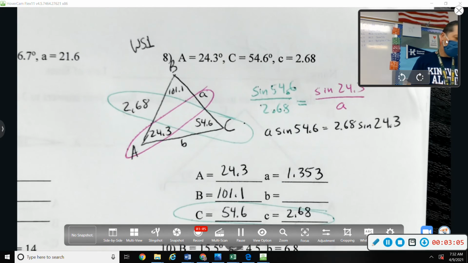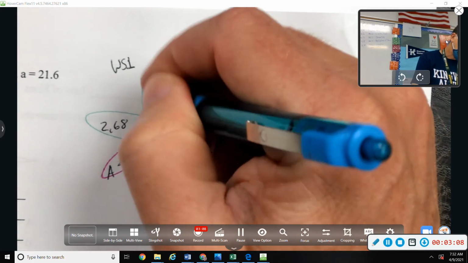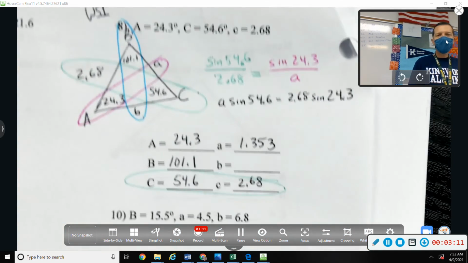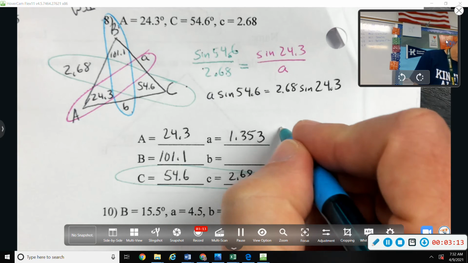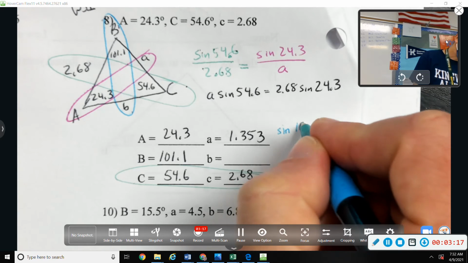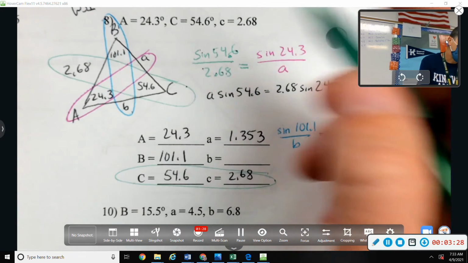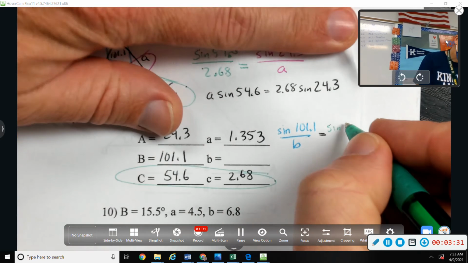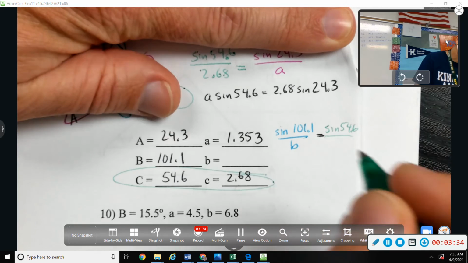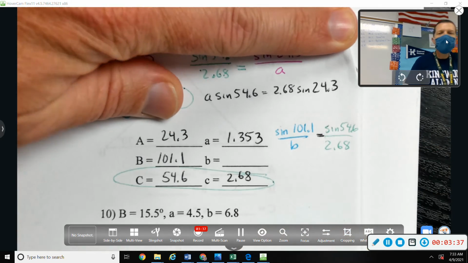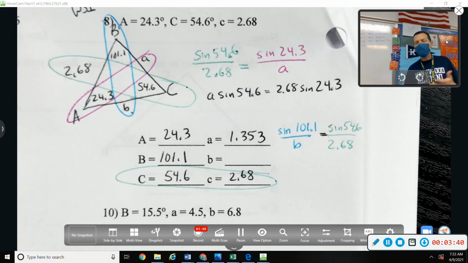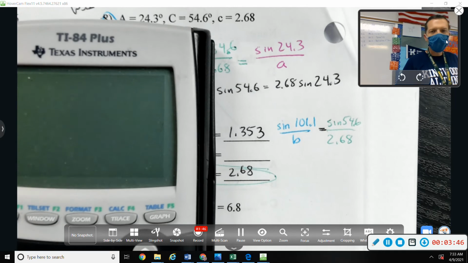And then do the same thing for side B, or pair B, however you want to phrase that. Sine of 101.1 over B equals, again, we probably want to use the original information because that's the safest. We know the C stuff is right. So sine of 54.6 over 2.68. And again, show how much work you need to show. I would show at least that much so I know what you're doing. But after that, you might be able to figure it out without writing it out.